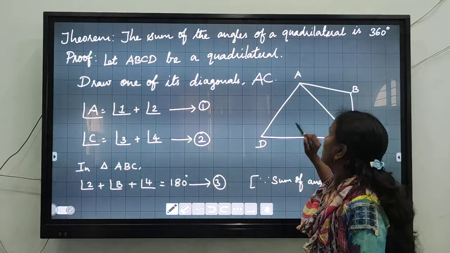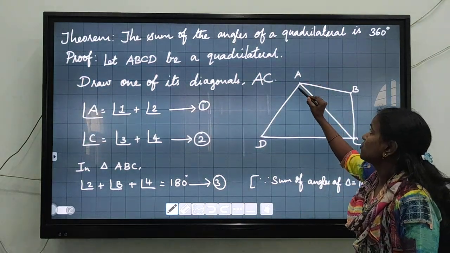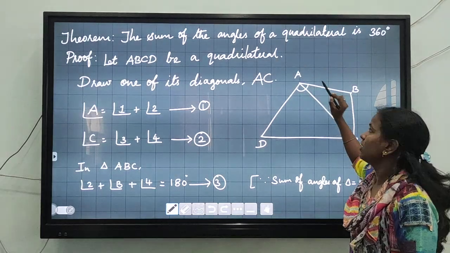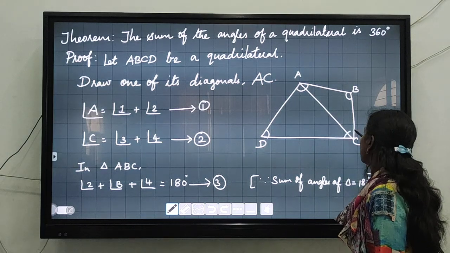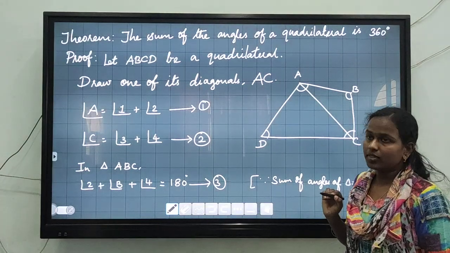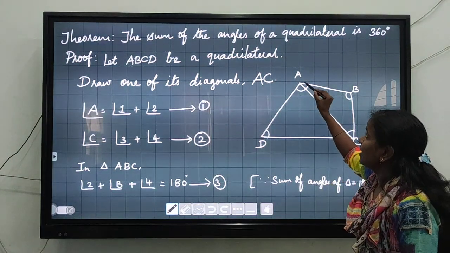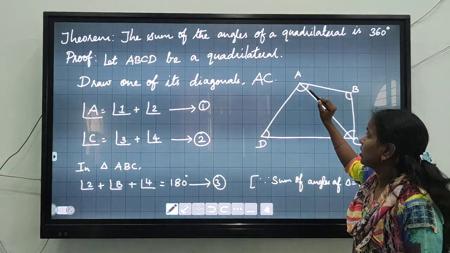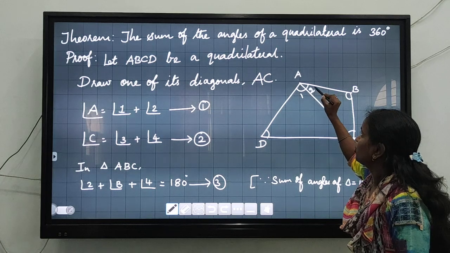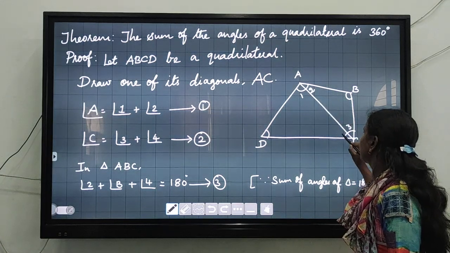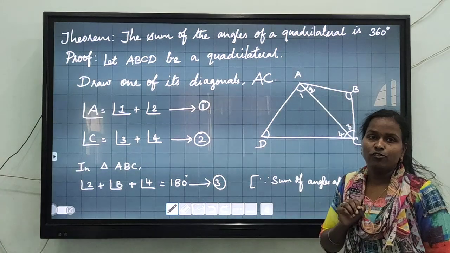Then see, the angle A is this fully, it is called angle A. Am I right? This fully is angle B. This is fully angle D. This is fully angle C. But here angle A is divided into 2 parts. So I am going to take this as angle 1, this is angle 2. I am going to take this as angle 3. I am going to take this as angle 4.